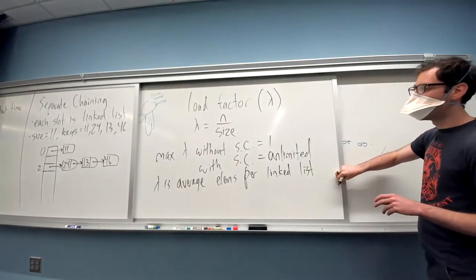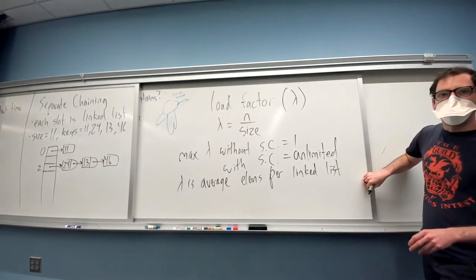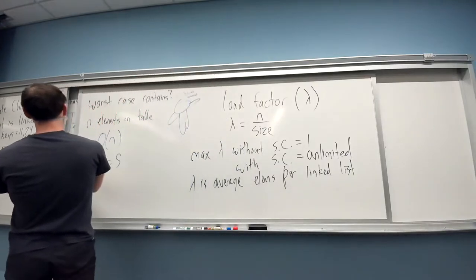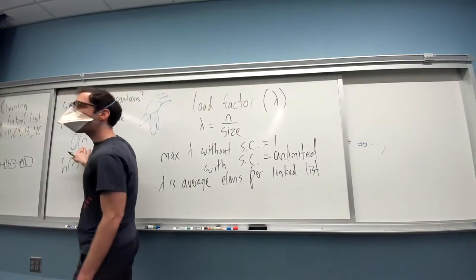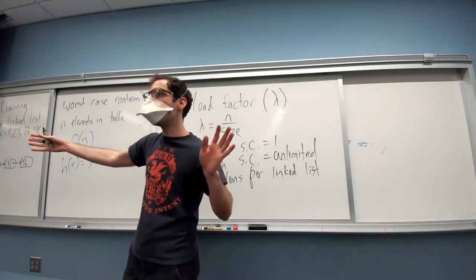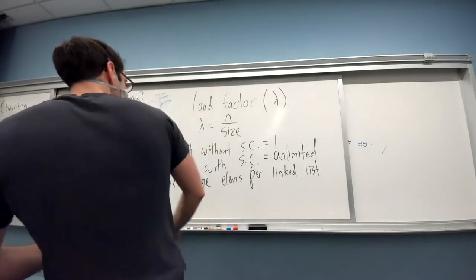And to do our contains, we said worst case is big O of n if we have all n things in a single list.